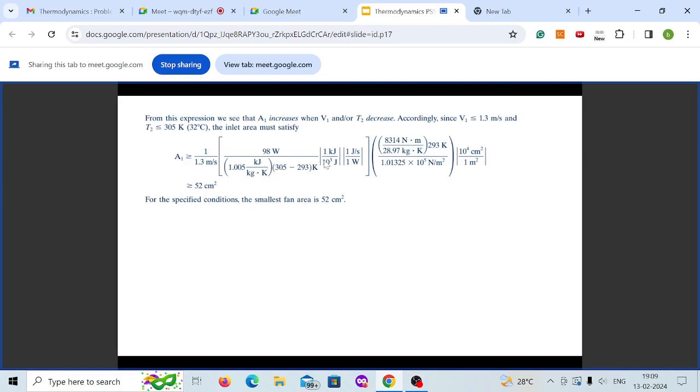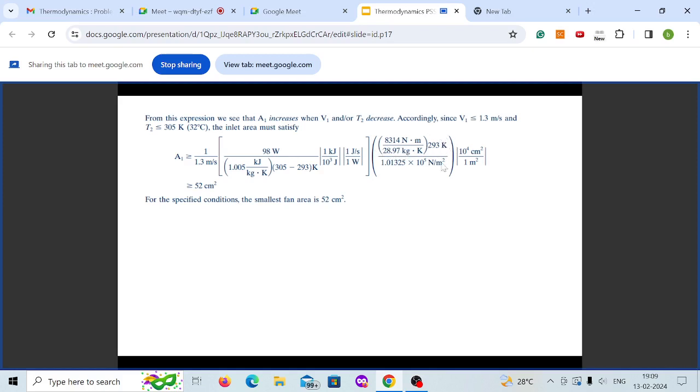This is in kilojoules, so multiply by 10 power 3, 1000, to convert it into joules, and here it's RT by pressure. So pressure is 1 bar, 1 atmosphere, so 1.01325 into 10 power 5 Newton per meter square. R, the universal gas constant, is 8.314 kilojoule per kmol K. So you divide it by the molecular weight to get the gas constant for air. So 8314 divided by 28.97, into the temperature of air coming in, 293 Kelvin.